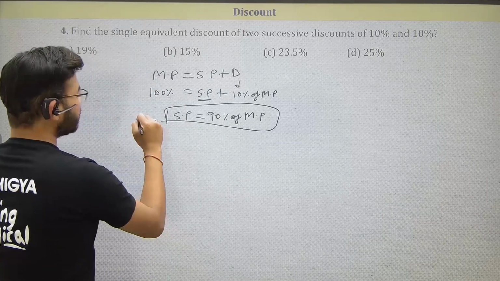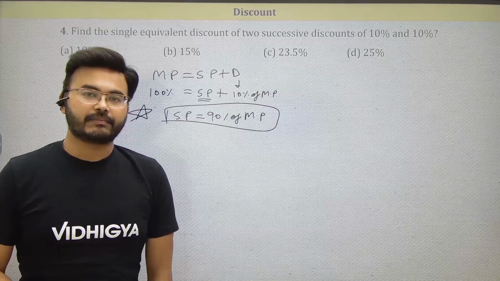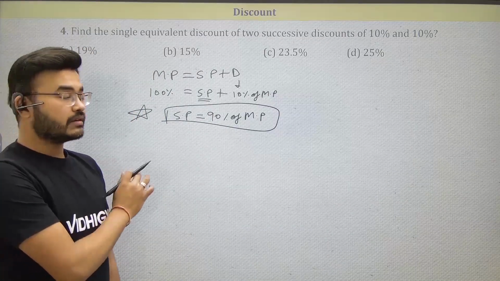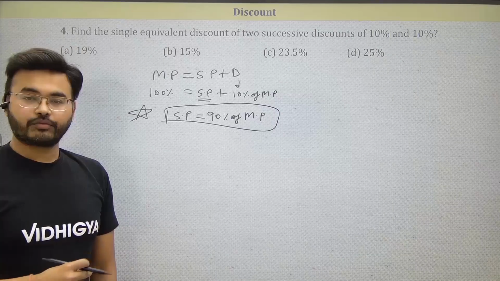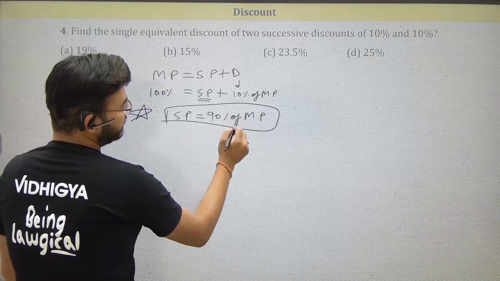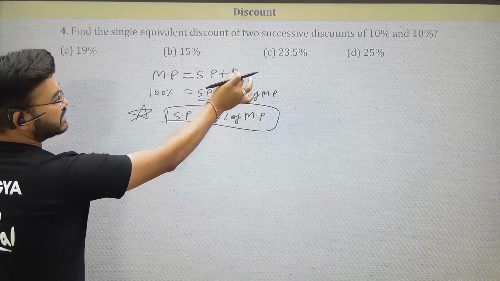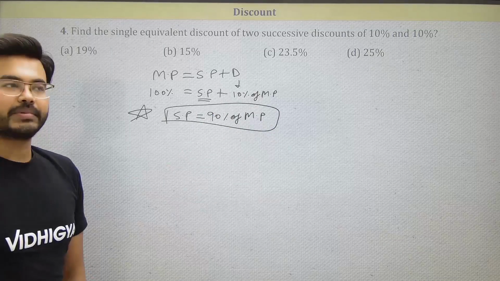This is a very important concept that you need to understand. If you understand this magical concept, then all the questions related to mark price and discount, you will be able to solve within few minutes. Okay. So we know that selling price is 90% of the mark price. Mark price is made of two components, selling price and discount. If discount is 10%, selling price will be 90%.